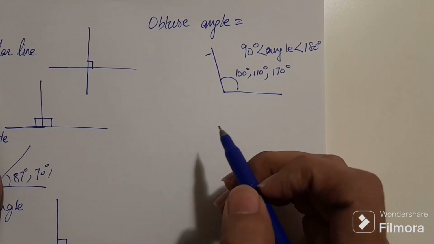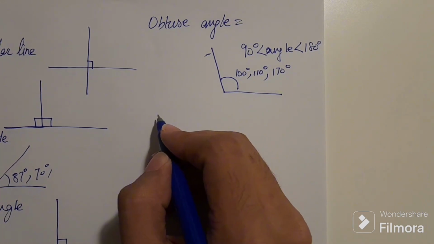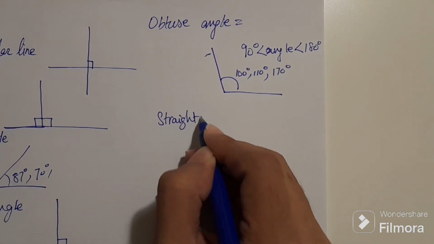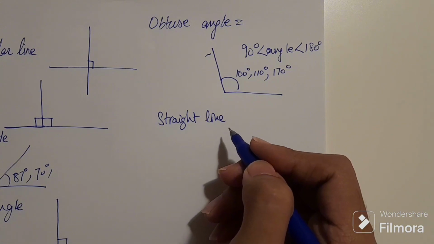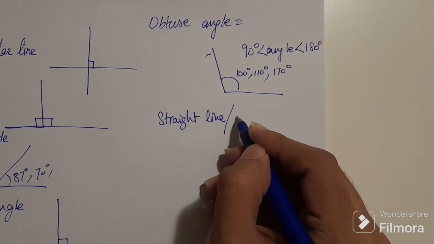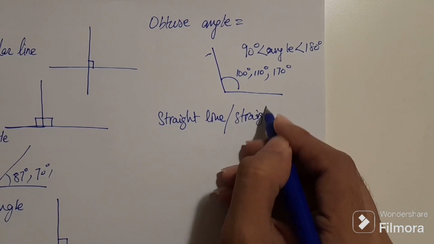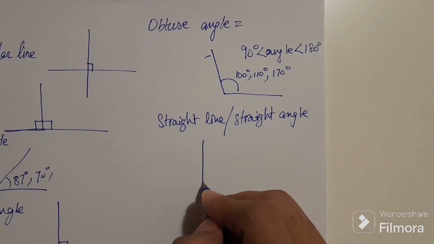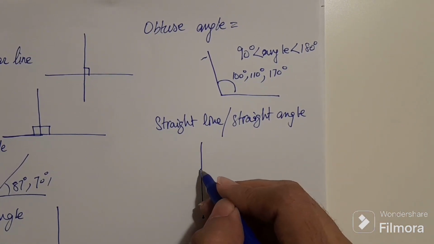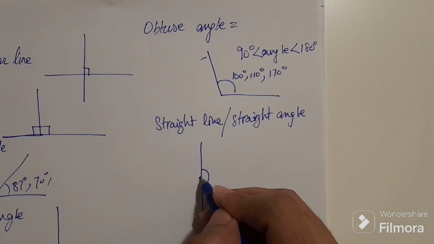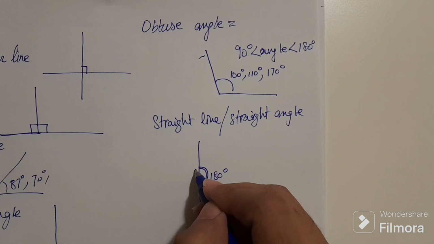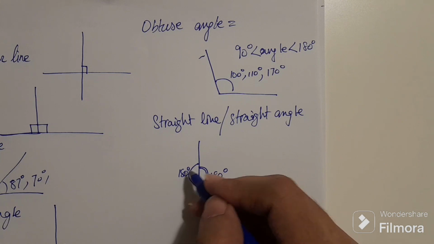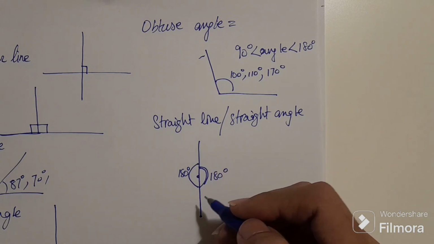The next term that can be used is straight line, or straight angle. A straight line or straight angle means when the line is exactly straight and the angle on both sides is 180. So over here it's 180 degrees and even on the left side it is 180 degrees. So the angle on both sides of the straight line is 180 degrees.